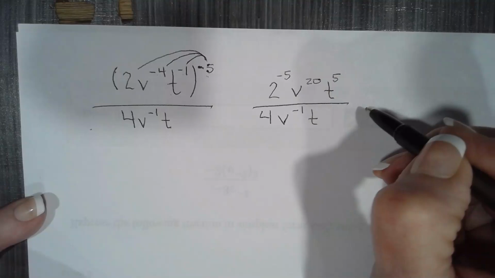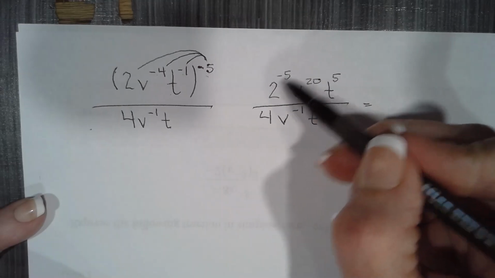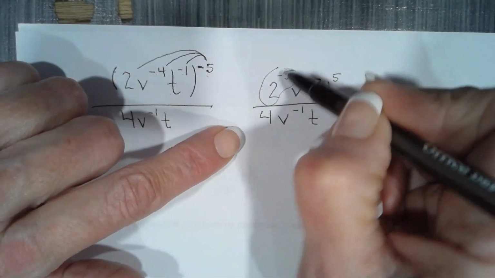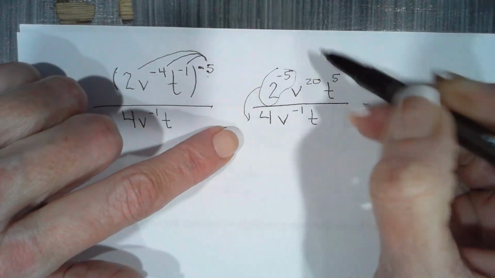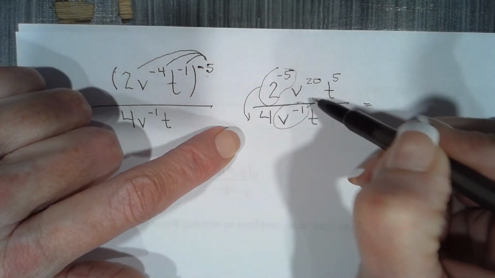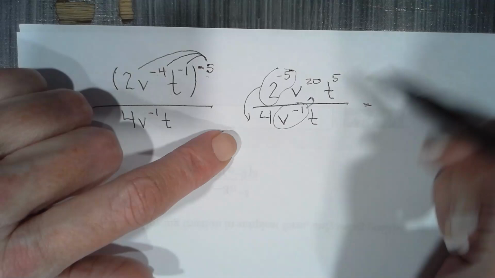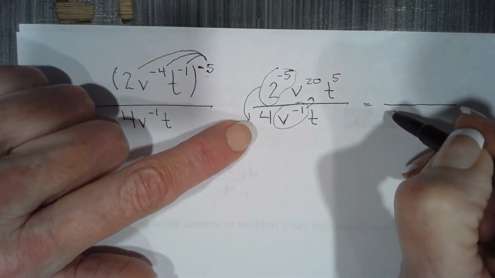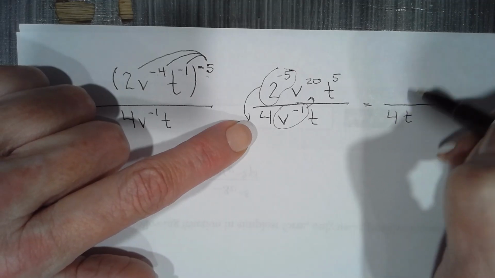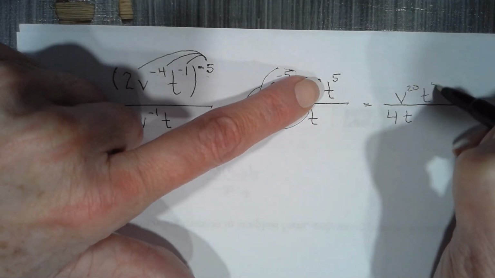Okay. Now, next steps. This has a negative power on it, so it needs to come down. So this whole thing needs to come down, flip to red, so that power is positive. This needs to come up. So what I'm doing right now is I'm getting rid of the negative powers. I'm going to leave everything else where it is. Okay, so I'm going to leave the 4 where it is. I'm going to leave the t where it is. I'm going to leave the v to the 20 where it is. I'm going to leave the t to the 5th where it is.